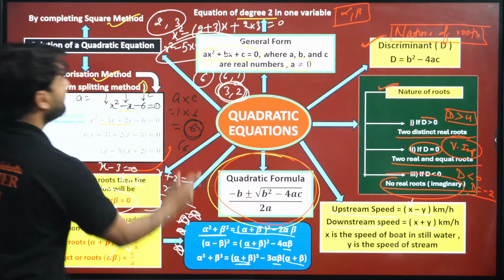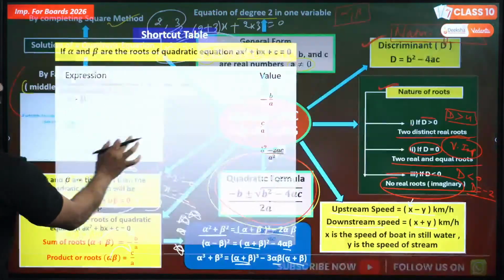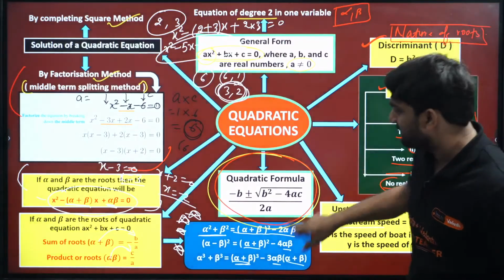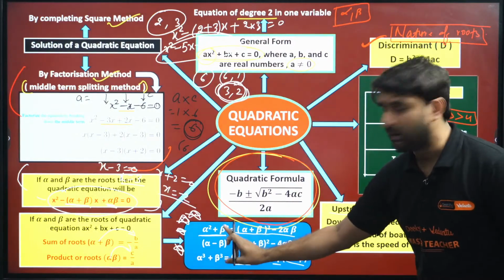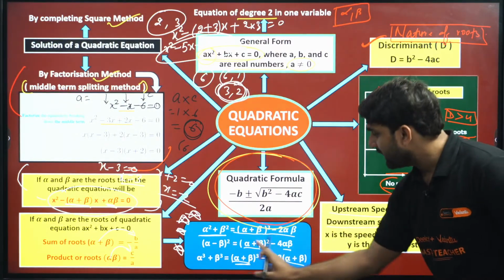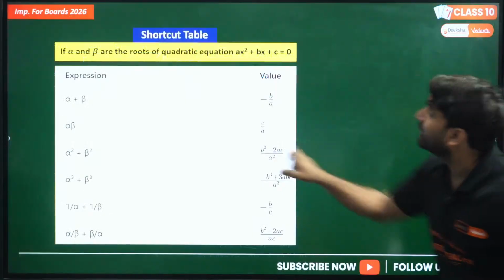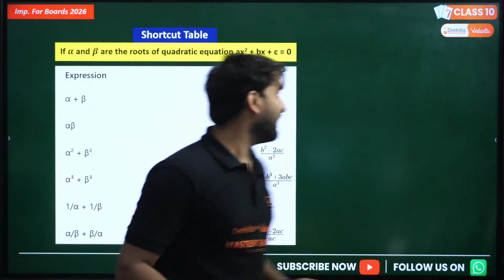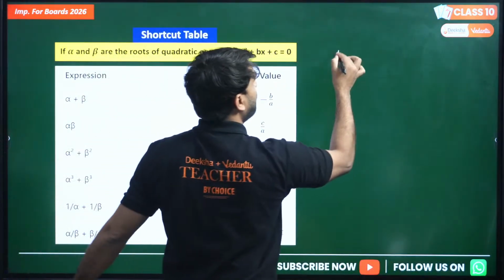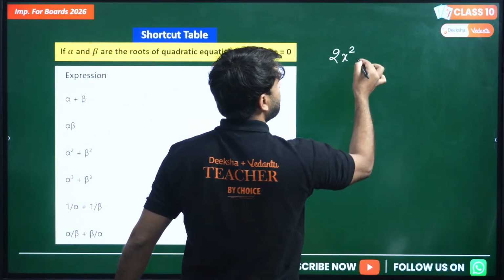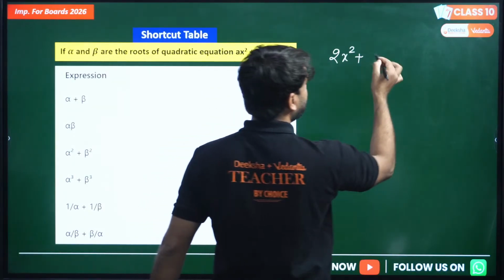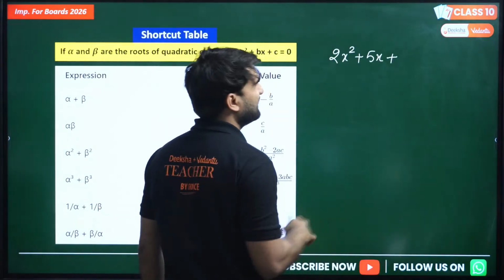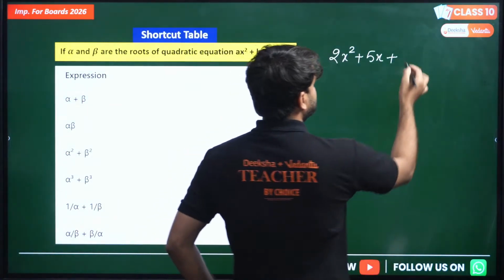Now moving to questions. This is a supplementary table I am providing you here. See, I have given a smart formula. If you want to find alpha square plus beta square, you can directly use this formula. Or you can also use this shortcut method. I'm giving you an example. Let's say there is a quadratic equation 2x square plus 5x plus, let's say, 6.